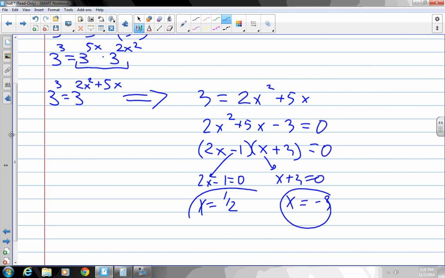So we have two pretty solutions. I don't need to check them because the domain of exponential functions is all real numbers. So whatever we get should work theoretically, unless you made an error. So there's no extraneous solutions here. That's what I'm trying to say. Whatever we get will work.